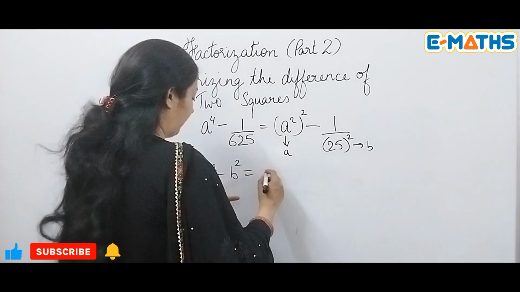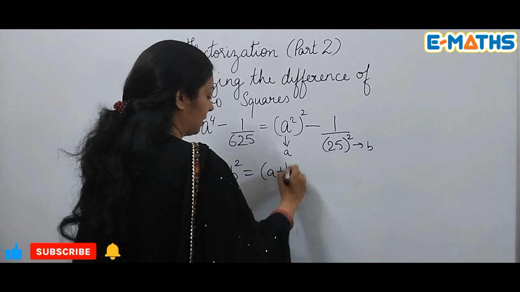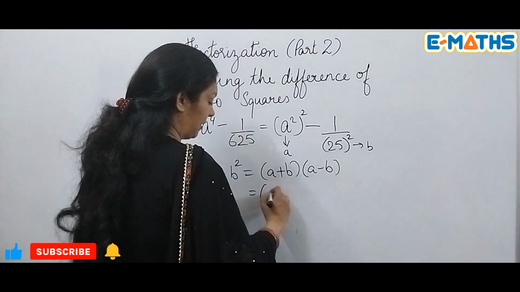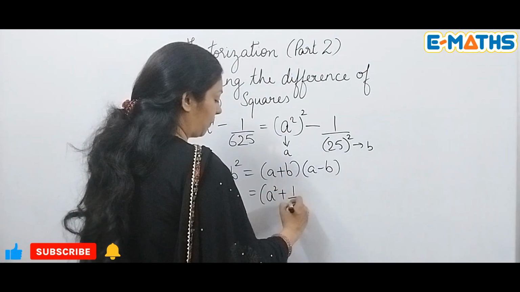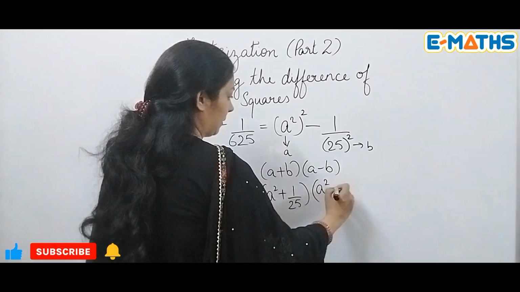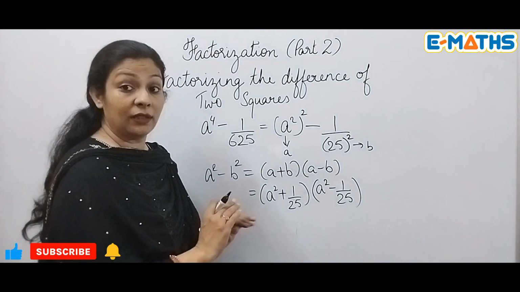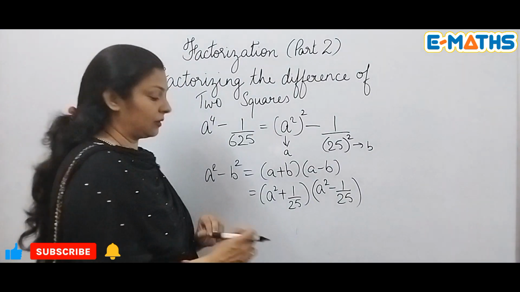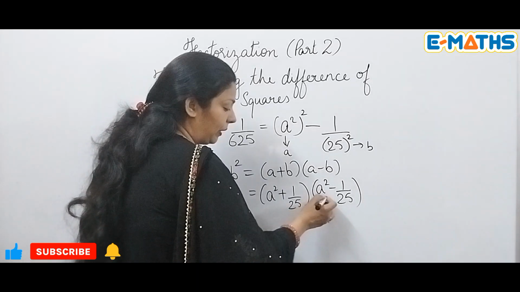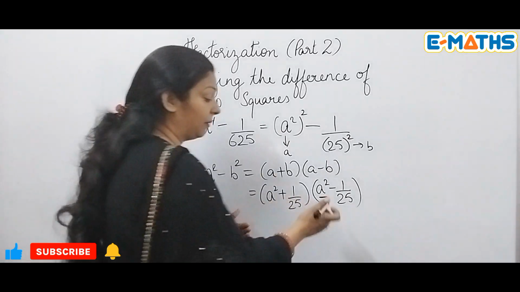So we have the value of a as a square. Let me put the identity first: a plus b, a minus b. So the value of a here is a square plus 1 upon 25, and the next one is a square minus 1 upon 25. This solution is not over yet. This is already solved, but now here if you see, we can do the identity thing again.